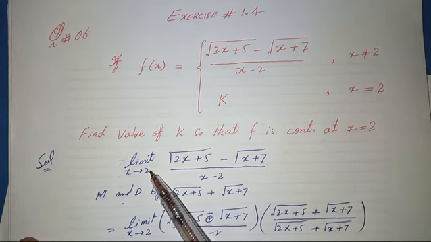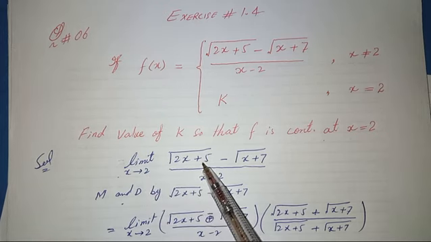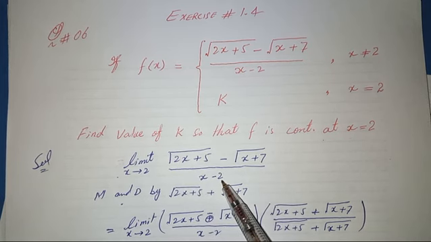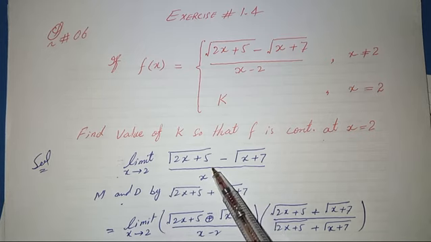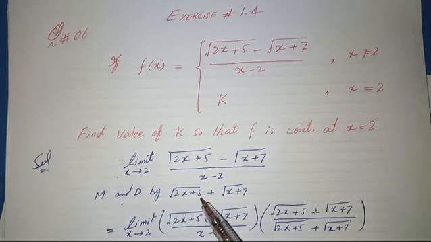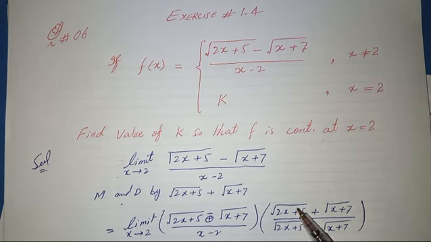So in the solution we can write it as limit x tends to 2 of (square root of 2x plus 5 minus square root of x plus 7) over (x minus 2). We are going to calculate the value of k, so we can use different techniques. Out of those techniques, one is multiplying and dividing by square root of 2x plus 5 plus square root of x plus 7.